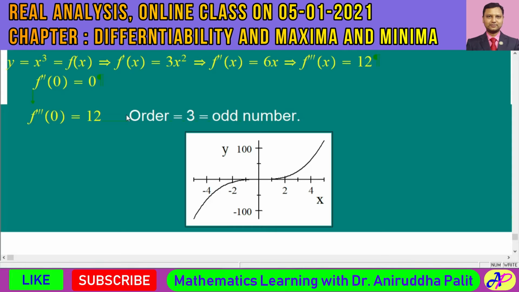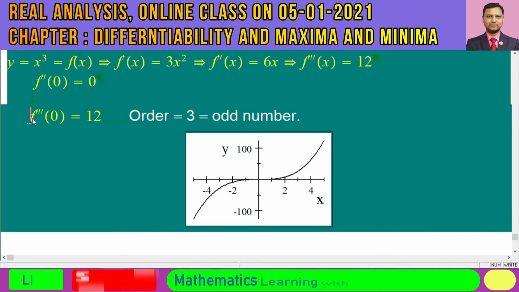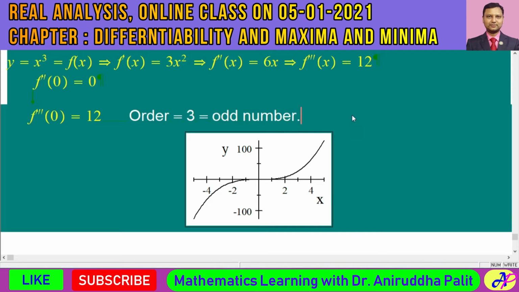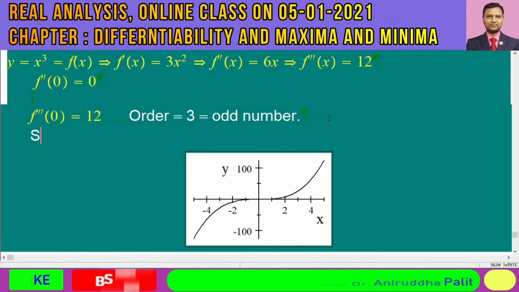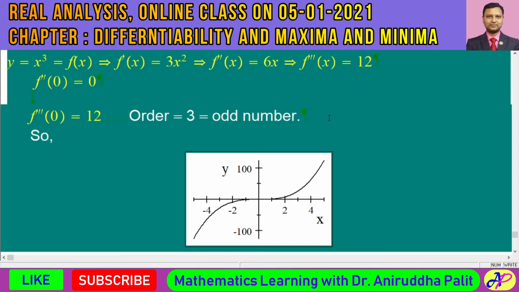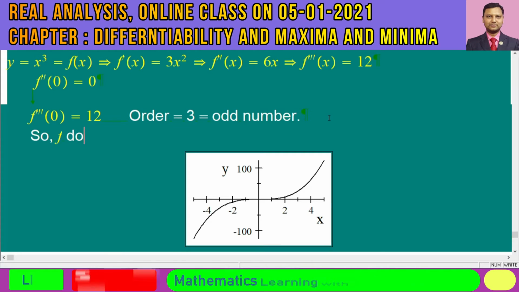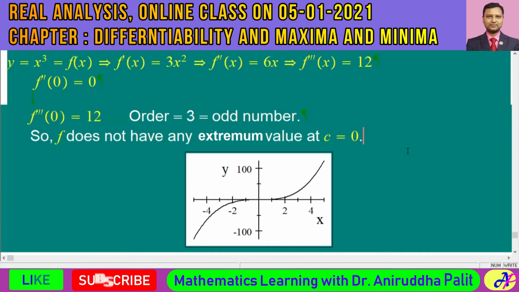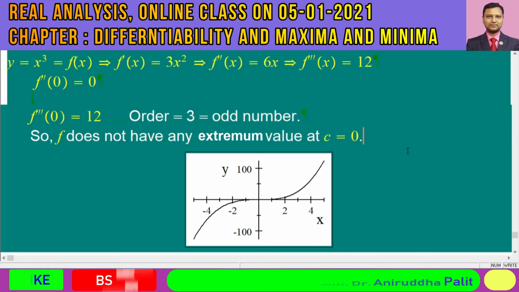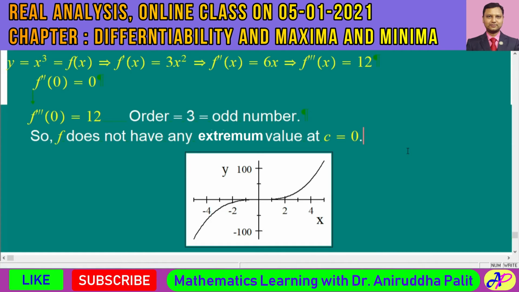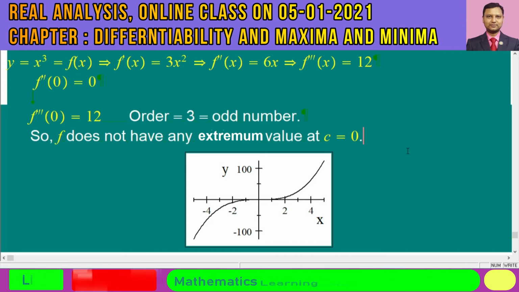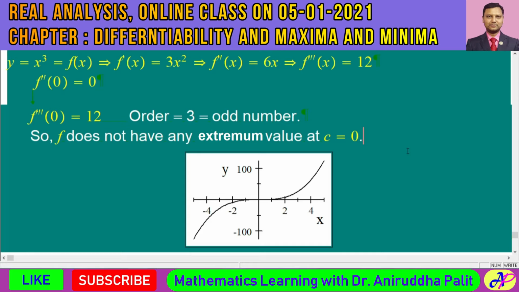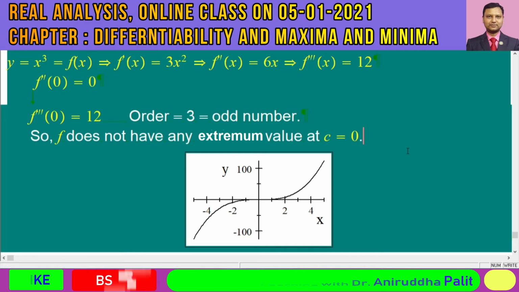So in such cases we will have to conclude that, because the order of the first non-vanishing derivative is an odd number, the function f does not have any extremum at the point under consideration, maybe at the point c is equal to, over here I am considering c is equal to 0. So in this way you can conclude that the function has no maximum value or minimum value.